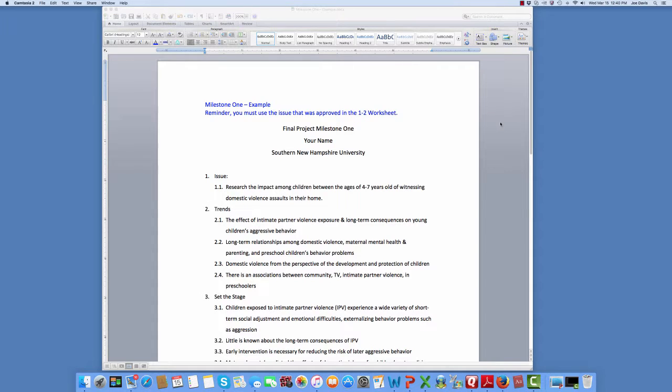Okay, as you can see, this is a Word document, and I've put in blue a reminder for you that you need to use the issue that was approved in the 1-2 worksheet. Some type of a heading, because it's just a simple paper, an outline coming to me. So the Milestone, please put your name on there, Southern New Hampshire. That's basically the heading that you would use in APA format on a title or cover page.